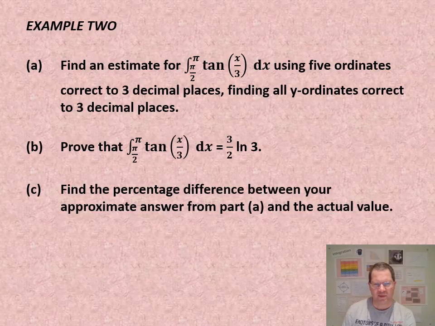Okay, part B, prove that the integral is actually 3 over 2 ln 3. And then part C, as I say, find the percentage difference between our approximate answer for part A and the actual value of 3 over 2 ln 3.